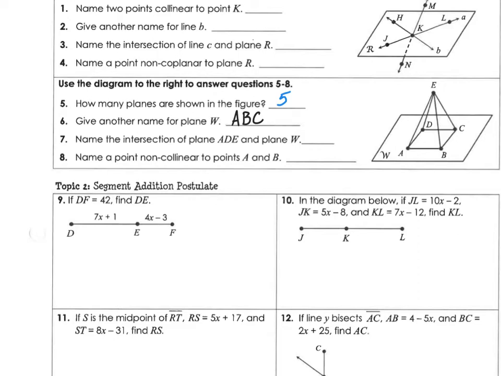Name the intersection of plane ADE and plane W. Okay, so where does that side of the triangle meet this big plane? And remember, when planes intersect, they intersect at a line. So what's the name of that line? You said it. AD. Good.